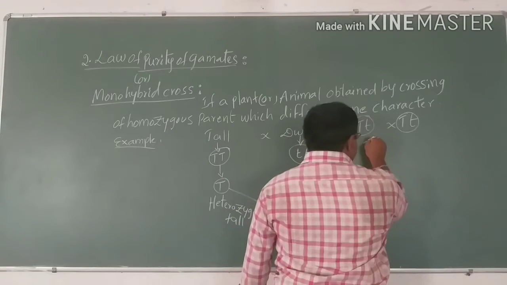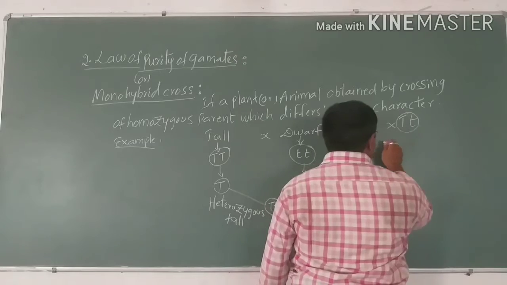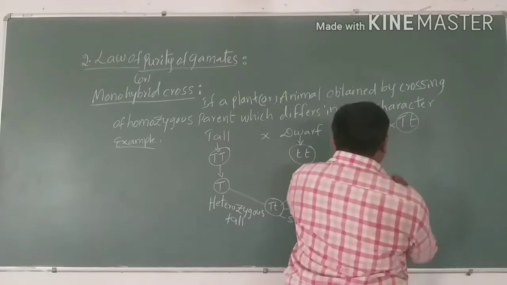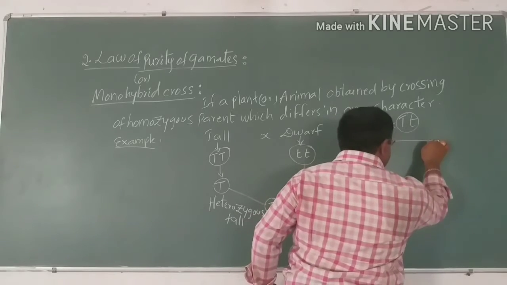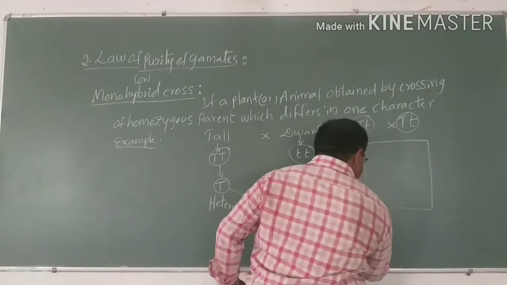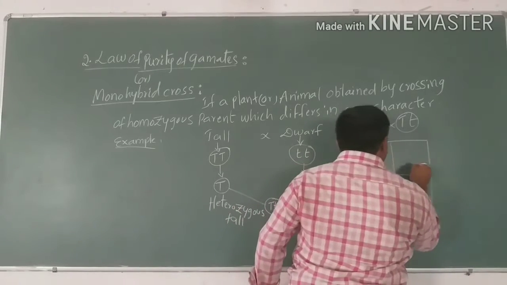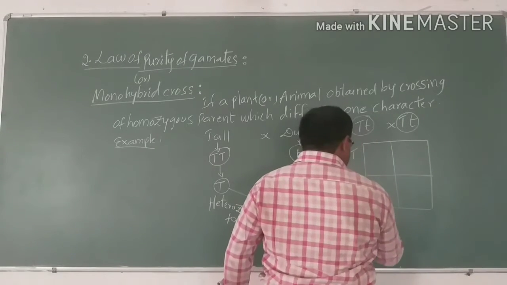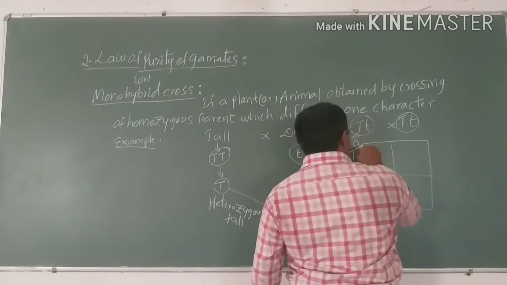Using a checkerboard, capital T, small t, in the checkerboard, here capital T, small t, one side is male and the other side is female.